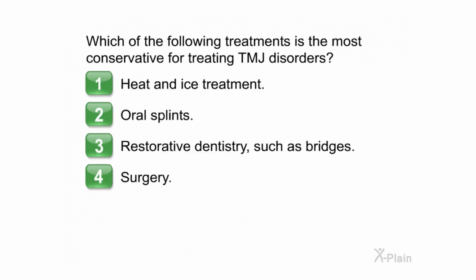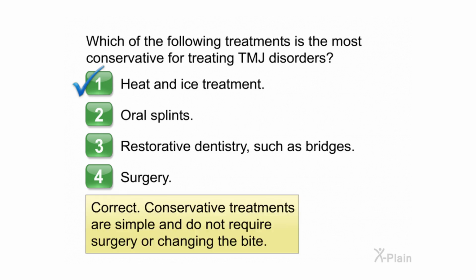Which of the following treatments is the most conservative for treating TMJ disorders? Choose one of the following options. 1. Heat and ice treatment. 2. Oral splints. 3. Restorative dentistry, such as bridges. 4. Surgery. Correct. Conservative treatments are simple and do not require surgery or changing the bite.